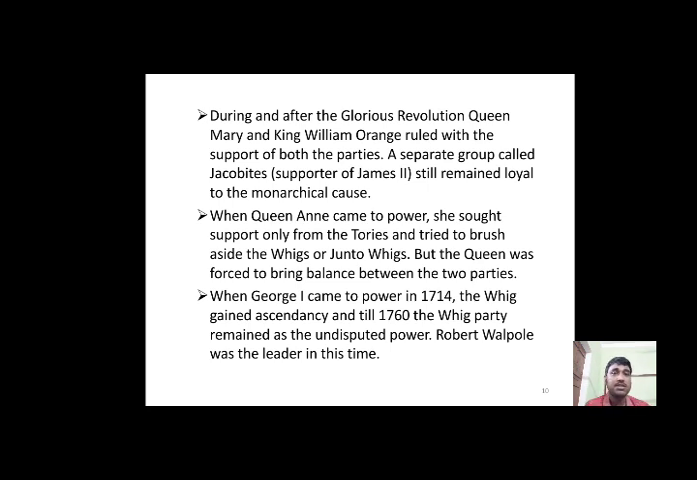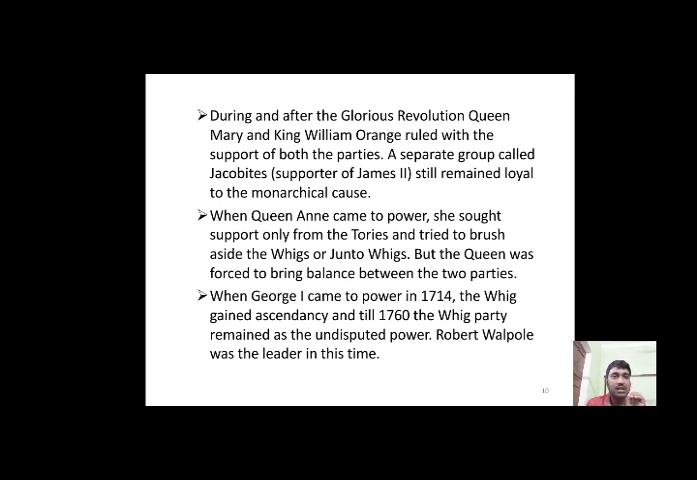she sought support only from the Tories. Now this again shifted the balance. This disturbed the balance. Support only from the Tories and tried to brush aside the Whigs or the Junto Whigs. Now in your novel you will have reference to the Junto Whigs or the Junto ministers. But the Queen was forced to bring balance between the two parties.